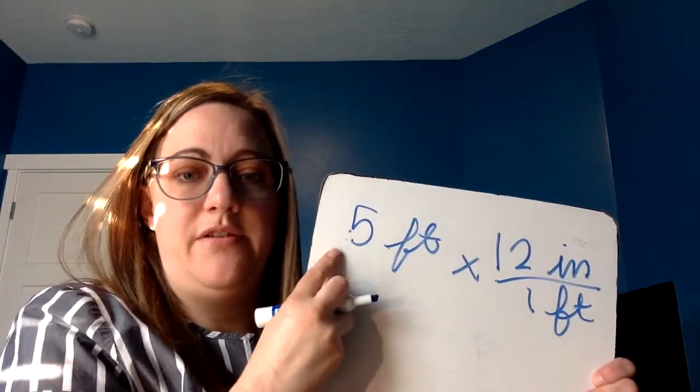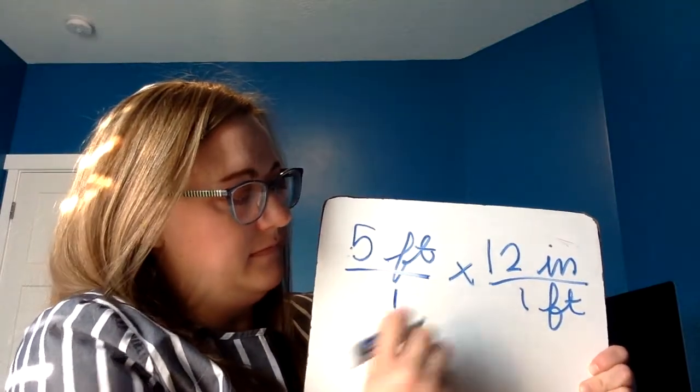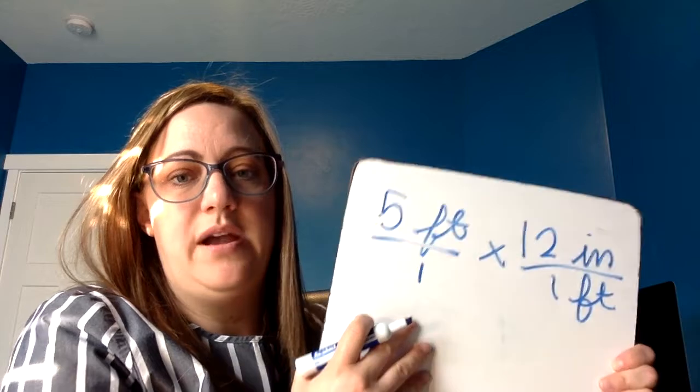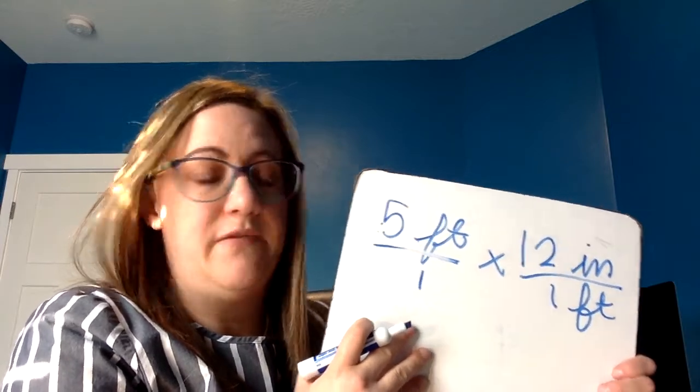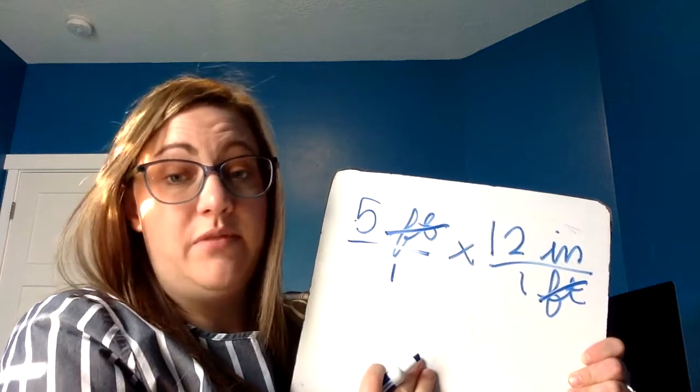Okay, we have a number alone here. We're going to put it over 1. And let's see, what can we cross out? If you said foot, you are correct. And then we're going to multiply straight across.